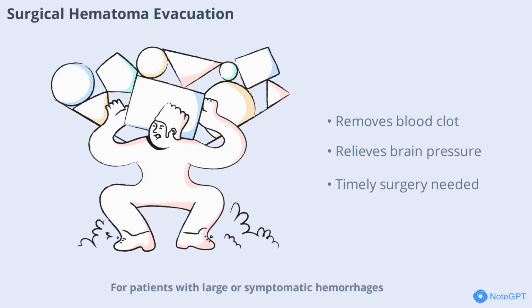For patients with large or symptomatic hemorrhages, surgical removal of the blood clot may be necessary. Hematoma evacuation can relieve pressure on the brain and prevent further damage. The decision to operate depends on the size and location of the hemorrhage, as well as the patient's overall condition. Timely intervention is crucial for the best possible recovery.